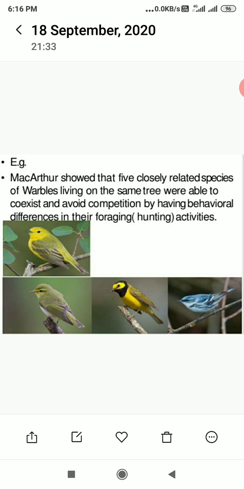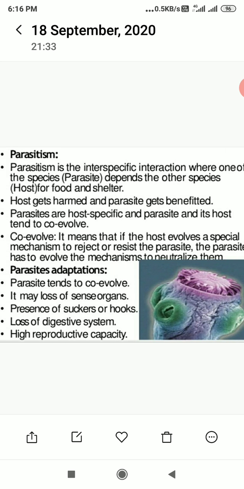For example, MacArthur showed that five closely related species of warblers living on the same tree were able to coexist and avoid competition by having behavioral differences in their foraging and hunting activities. Means their different hunting activities make them able to survive in the same conditions.